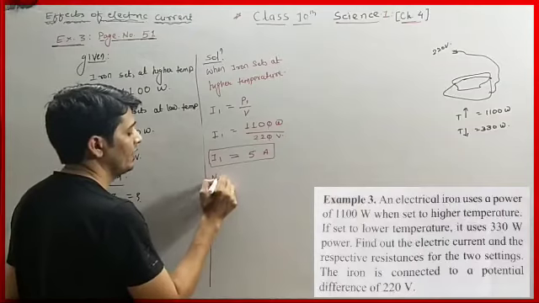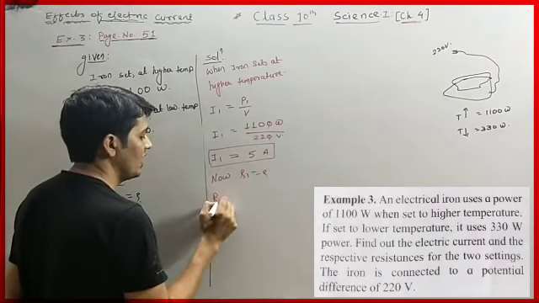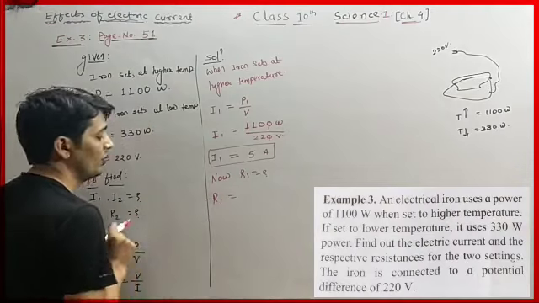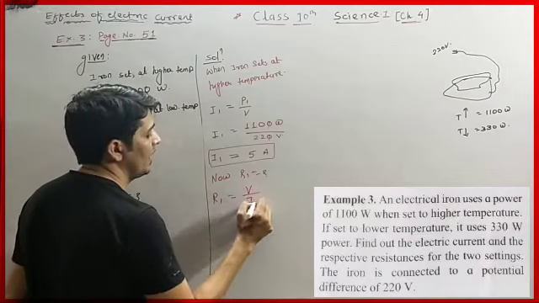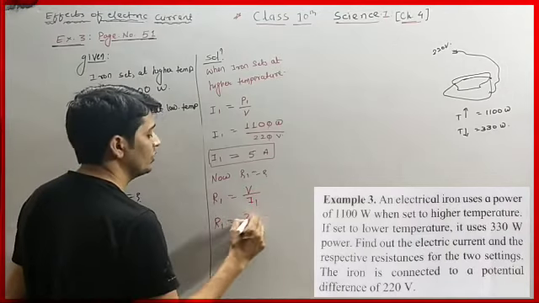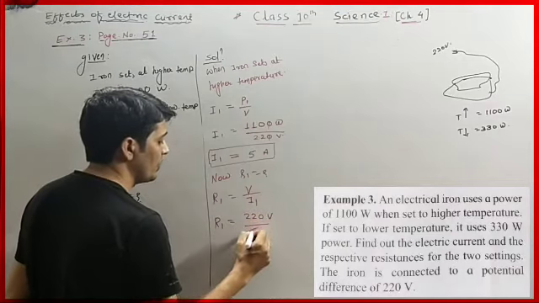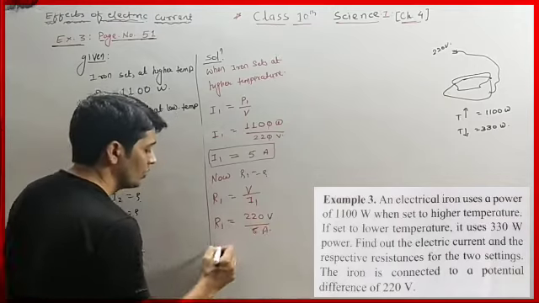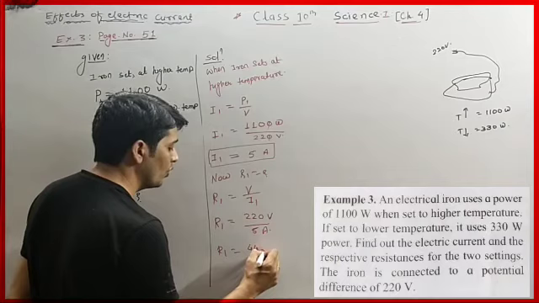Now we have to calculate R1. What is the formula for resistance? V divided by I, so we can write R1 equals V divided by I1. V is 220 volt, divided by I, which is 5 ampere. So R1, when we solve, is 44 ohm.